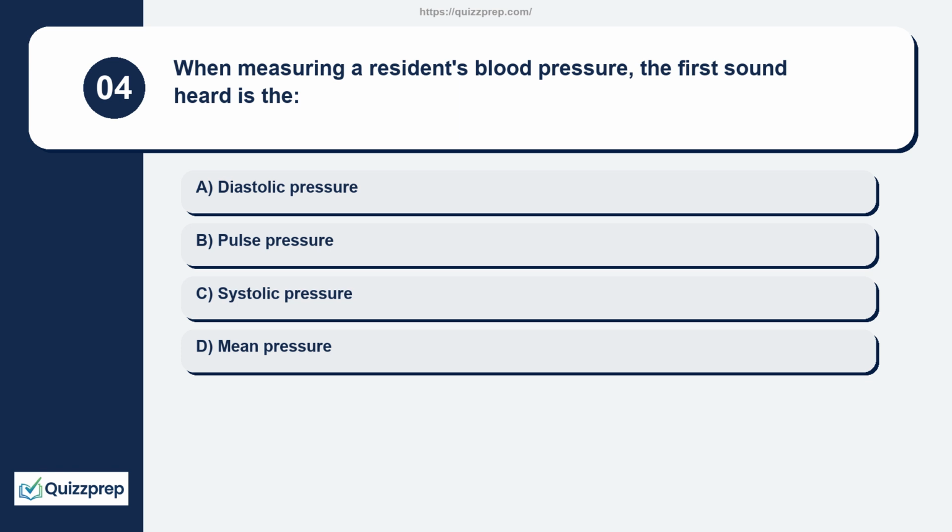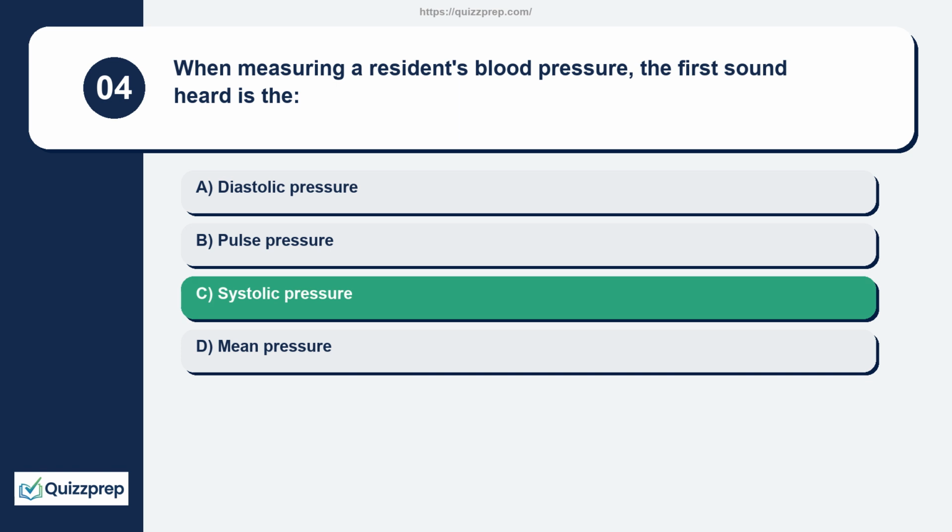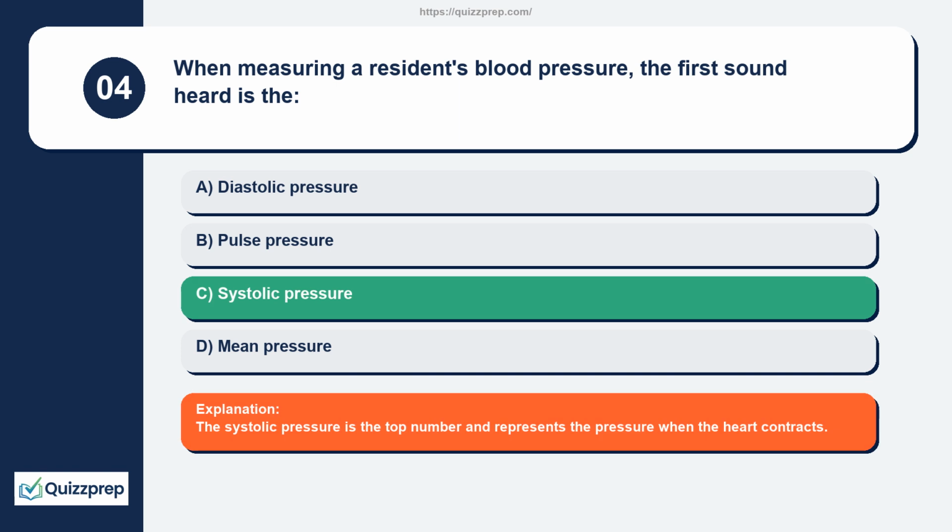Question 4. When measuring a resident's blood pressure, the first sound heard is the diastolic pressure, pulse pressure, systolic pressure, mean pressure. The systolic pressure is the top number and represents the pressure when the heart contracts.